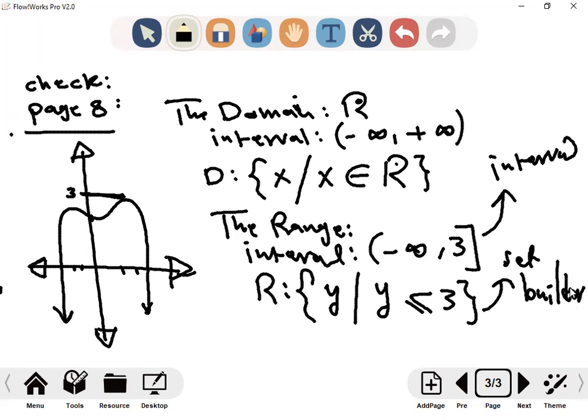Yes, you can use this in writing your domain or range, unless the question asks you, for example, I want the domain in set builder, so you will write the set builder. I want the range in interval, so you will use interval. Otherwise, you can use what you want. Done?